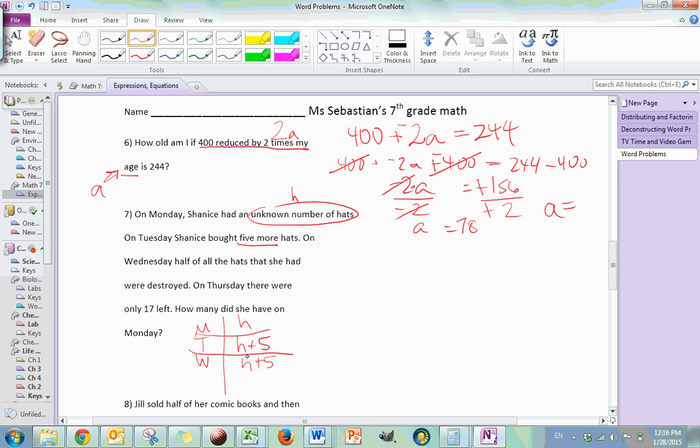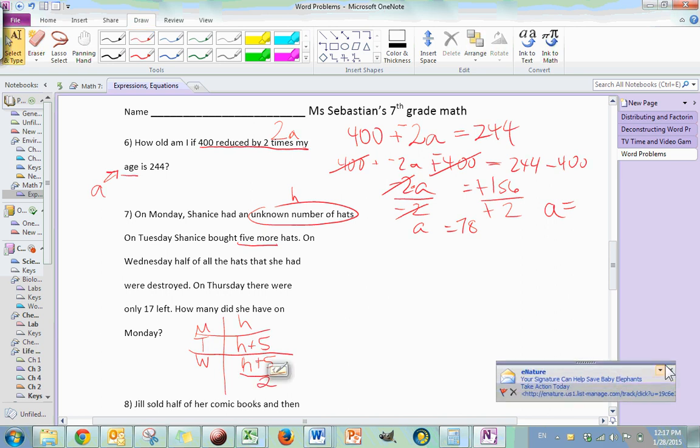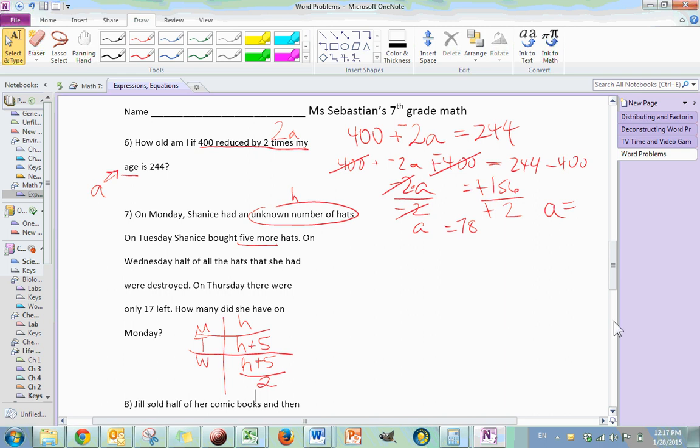She had h plus 5, and half were destroyed. So when I take this expression here, the h plus 5, I have to half it. But I can't just half the h, and I can't just half the 5. The whole thing, h plus 5, is halved. So I'm going to take the whole thing and put it over 2. So now she has (h plus 5) over 2 on Wednesday.